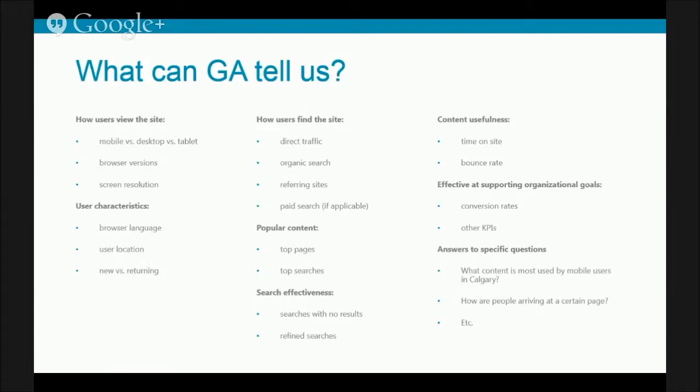It will also help tell you if your website is effectively supporting your organizational goals. You can set things up to look at conversion rates and other things like that. And then you always have the opportunity to customize it to start answering specific questions that relate to your team, your content, and your business. My example here is: what content is most used by mobile users in Calgary? And then how are people arriving at a certain page? We can dive into that.